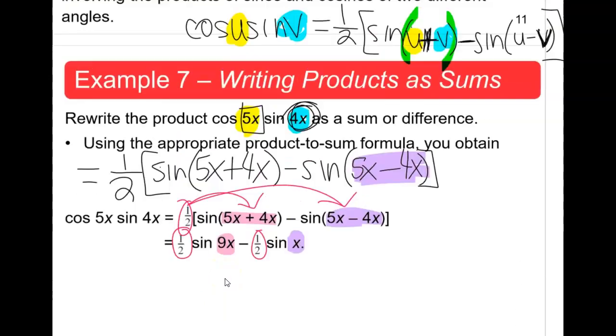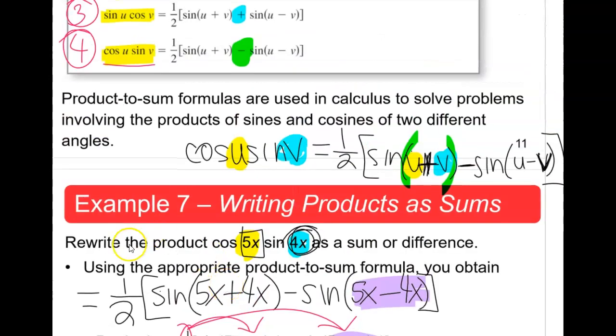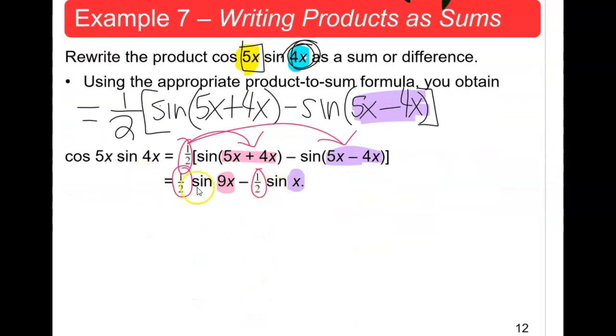So remember, the question here was to rewrite the product as a sum or difference. So that's why here we don't have sine multiplying sine or cosine multiplying sine. It's just the sum, or in this case the difference, of two trigonometric expressions.